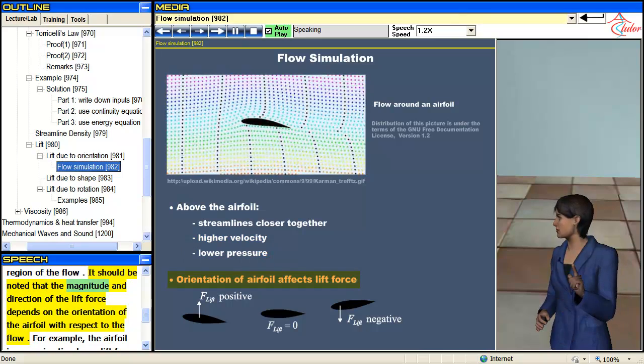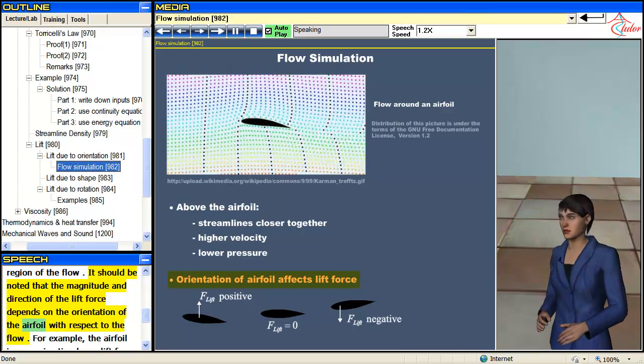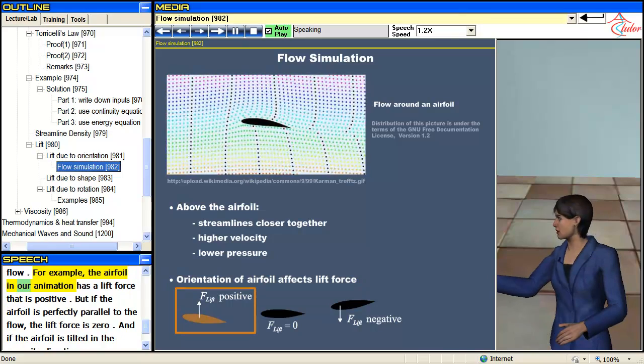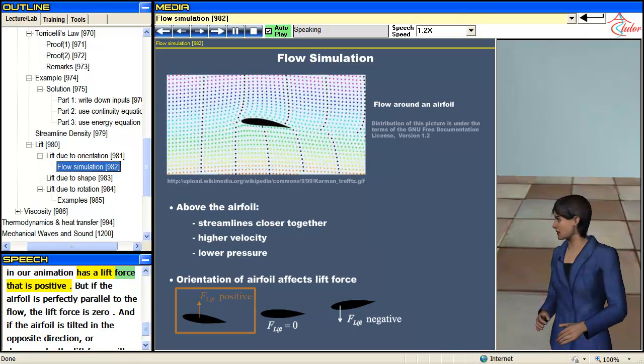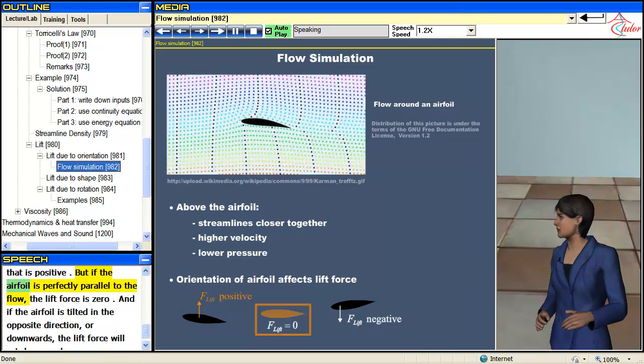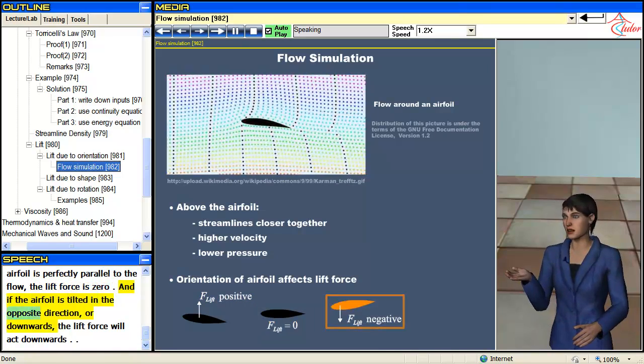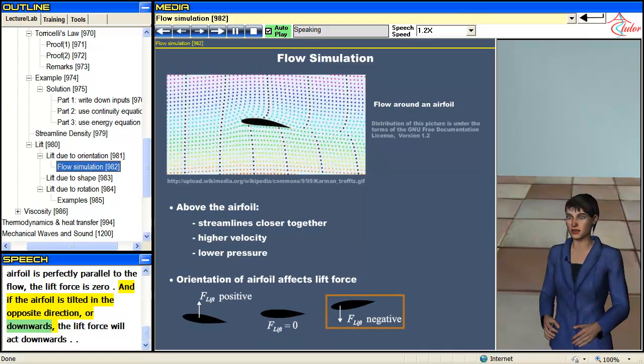It should be noted that the magnitude and direction of the lift force depends on the orientation of the airfoil with respect to the flow. For example, the airfoil in our animation has a lift force that is positive, but if the airfoil is perfectly parallel to the flow, the lift force is zero. And if the airfoil is tilted in the opposite direction, or downwards, the lift force will act downwards.